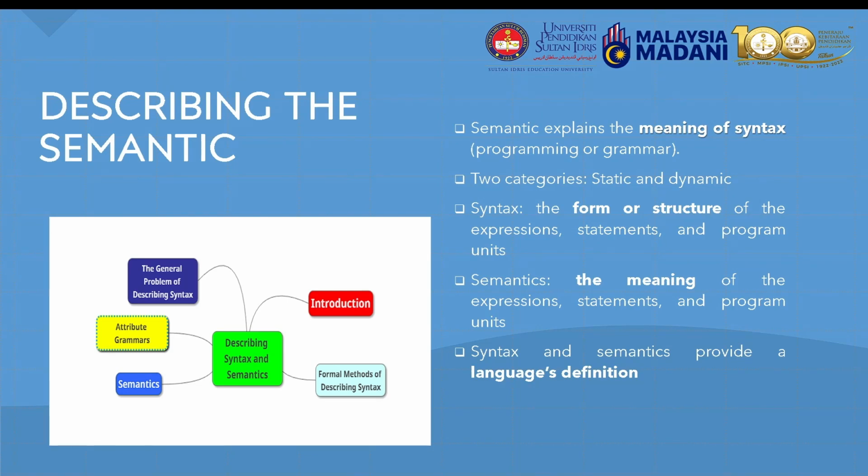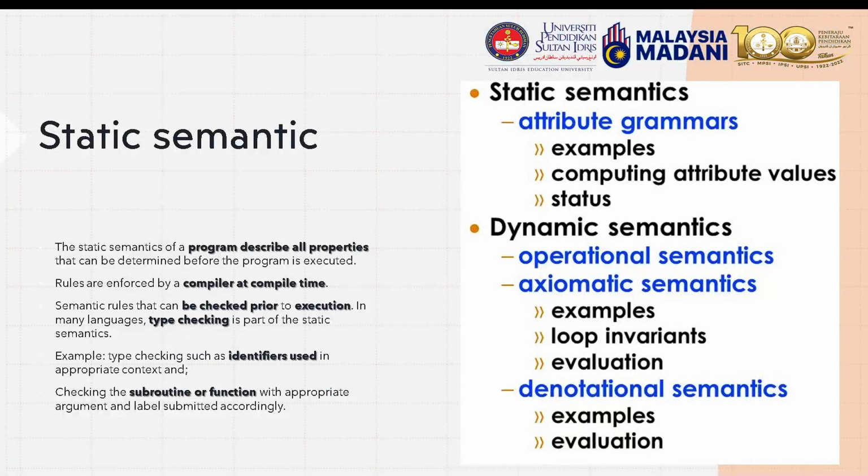We have semantic, the general problem of describing the syntax, and then we have attribute grammars, a formal method of describing syntax. Some of the approaches that we look into are formal methods to describe the syntax, the meaning. Two categories, static and dynamic.